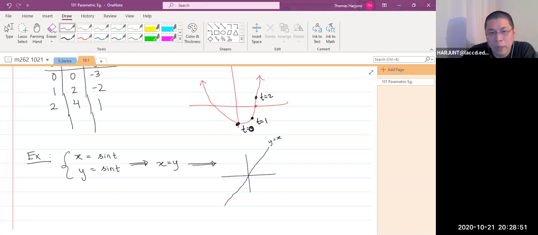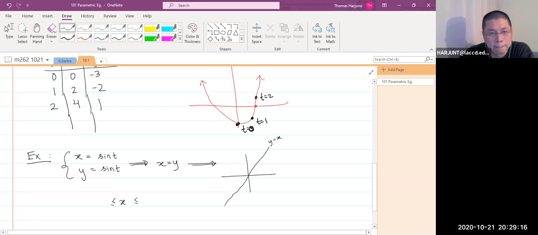Something to do with the domain of sine t, and the range of sine t. Even though when you do parameter elimination, you get y equals x, in reality, if you think about it, x will never be more than 1 and never be less than negative 1.